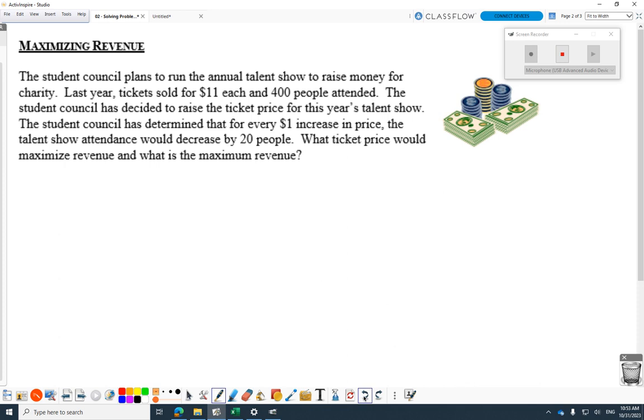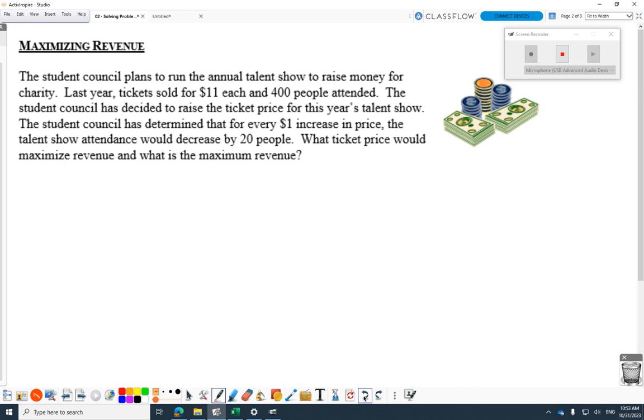Student Council plans to run the annual talent show to raise money for charity. Last year, tickets sold for $11, and 400 people came to the show. The Student Council has decided to raise the ticket price for this year's talent show. They want to make more money. But they know every time they raise it $1, 20 people aren't going to come.